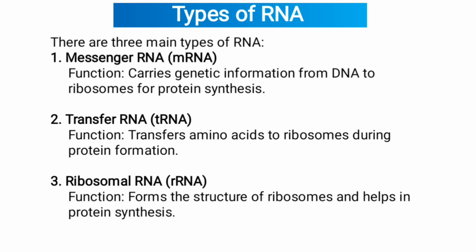Types of RNA. There are three main types of RNA. First one, messenger RNA. Function: carries genetic information from DNA to the ribosome for protein synthesis. Second one, transfer RNA. Function: transfers amino acids to the ribosome during protein formation. Third one, ribosomal RNA. Function: forms the structure of ribosomes and helps in protein synthesis.